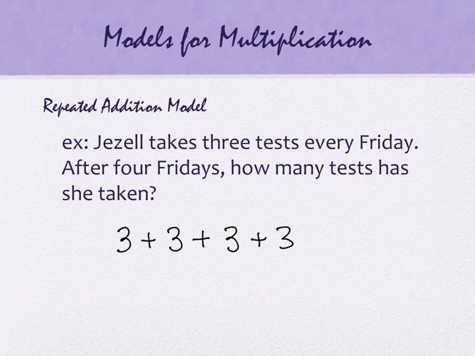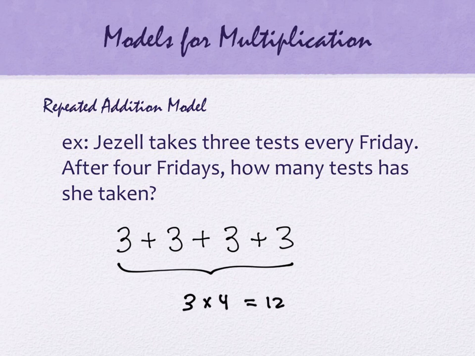Now, we're not really interested in doing the addition problem here, but we do need to understand that that's really what's being described. So the multiplication component of this is that we have 3 times 4, and we would have 12 tests. So one of the ways that we have application of multiplication is this idea of repeatedly doing something over and over again.